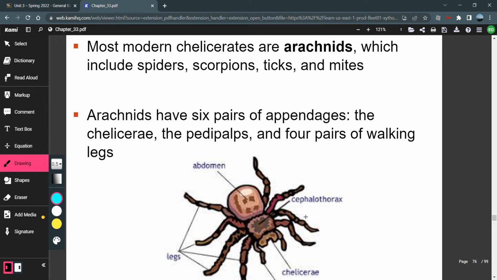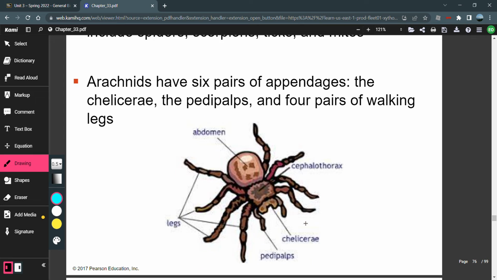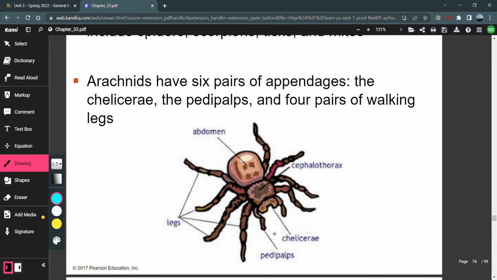So that means they have four appendages on each side. So they have 8 legs in total, or actually 6 pairs of appendages. And the pedipalps, what is the pedipalps? Right here, the pedipalps are like little hands. And the 4 pairs of walking legs and 6 appendages.